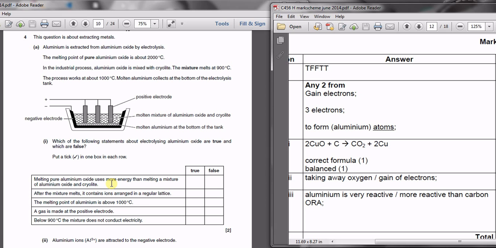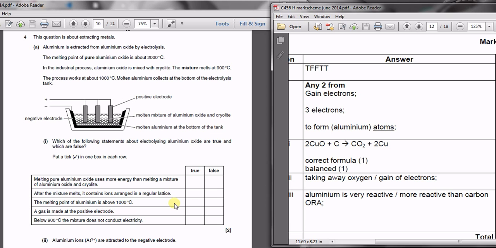After the mixture melts, it contains ions arranged in a regular lattice. You have to look closely at this statement. It says a regular lattice. Well, once the ions have melted, then the arrangement will not be a regular arrangement. They will be disordered. So this statement is false.